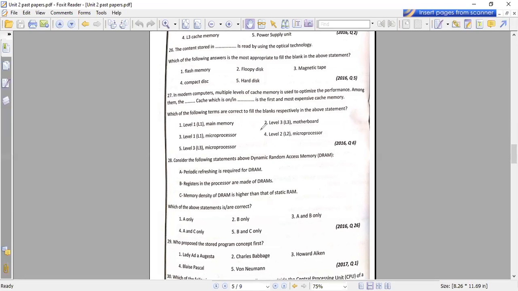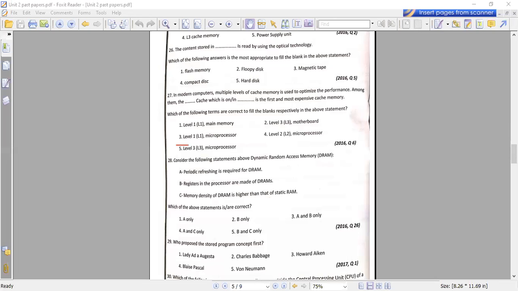Among them, the level of cache which is in the microprocessor, that is level 1 cache. Level 1 cache I told is in the processor. Then the third answer. Most of you have put the correct answer.